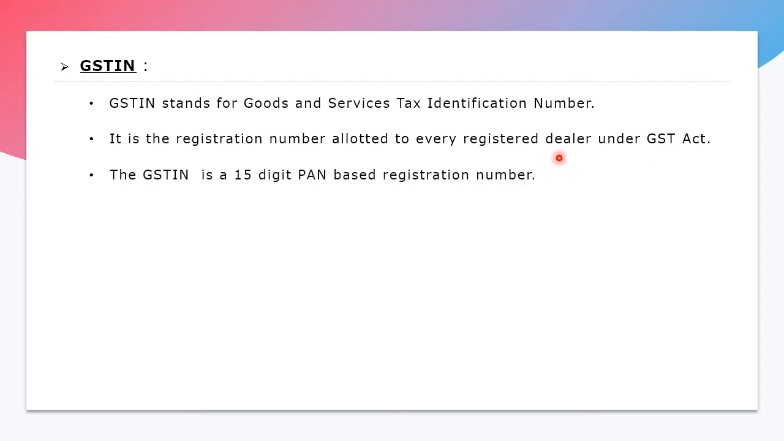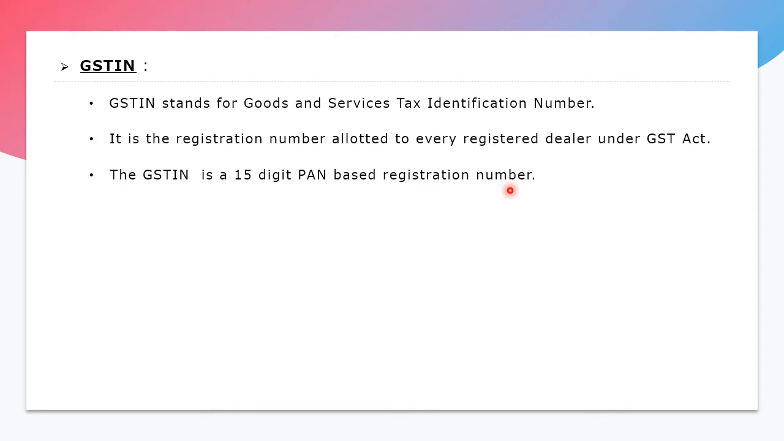Then, the GSTIN is a 15-digit PAN based registration number. So what is this GSTIN? This is nothing but a 15-digit PAN based registration number. Here your PAN number is also there, plus some 2-3 more characters are added. That structure we are going to see shortly.